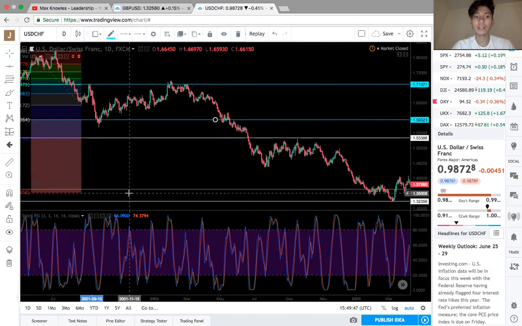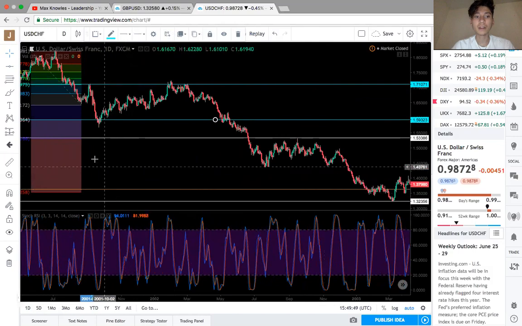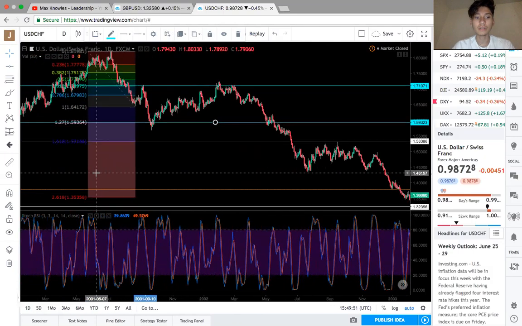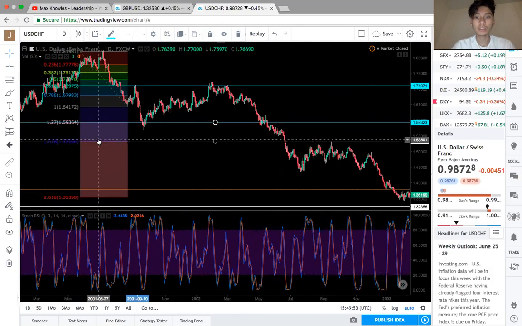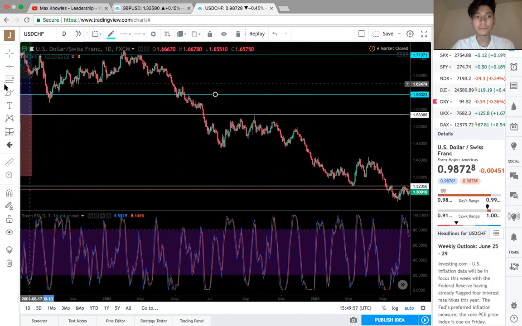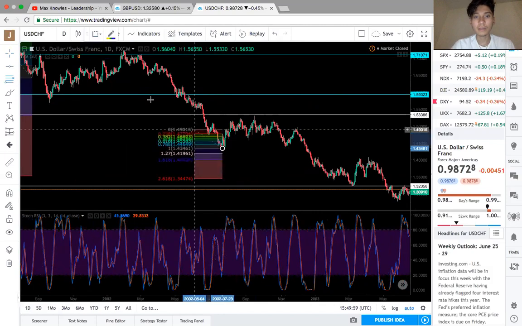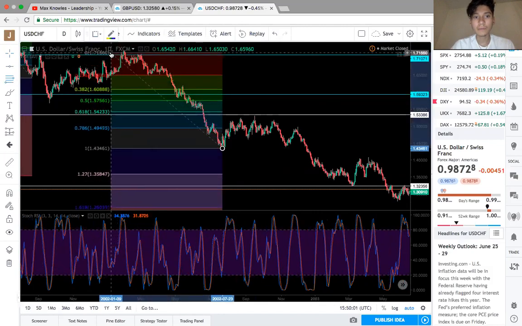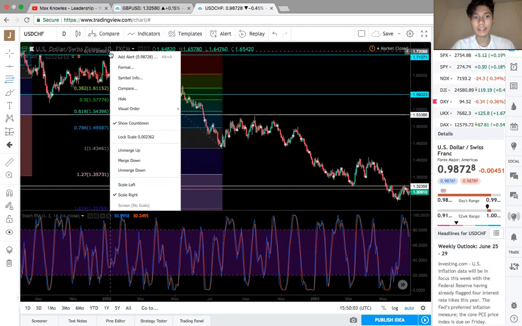It actually hit all the way down here too. At our, this is actually further, 261. So 161 all the way down here. Cool. Let's run another fib. Lowest low, highest high.